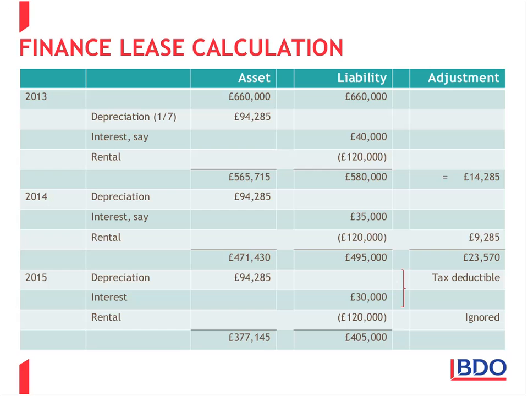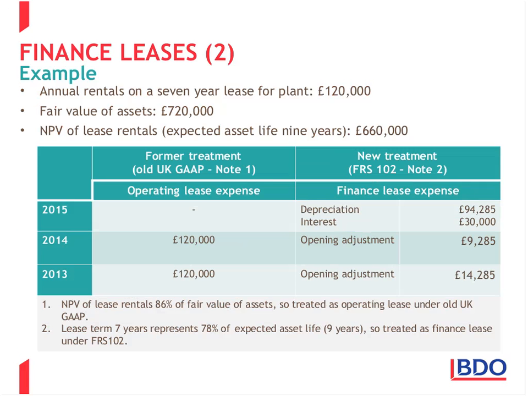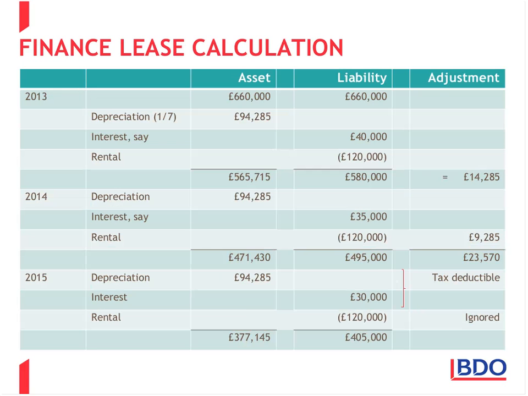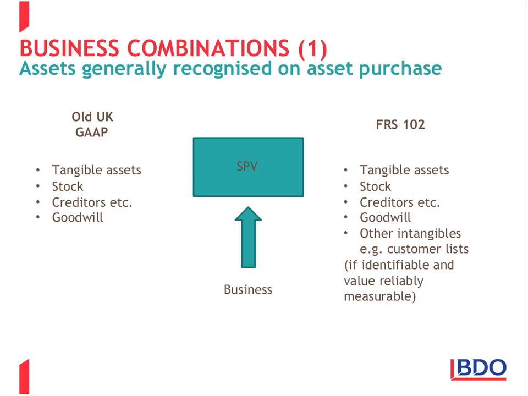Moving on to 2015, which is the year in which we're now fully accounting for FRS 102, one takes an adjustment for depreciation, £94,285, and then one takes the interest charge of £30,000. We no longer need to account for the rental. So those are the final figures in the table on the right-hand side, a tax deduction for depreciation and interest, and that is the way it will continue going forward.